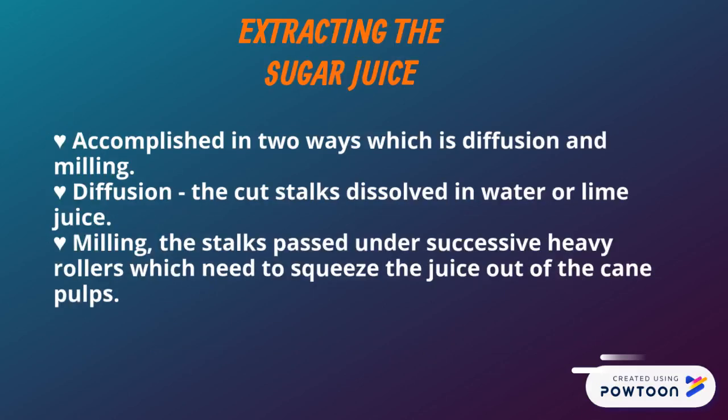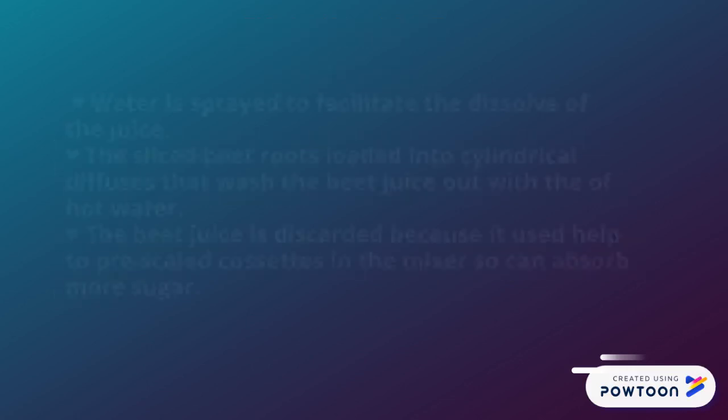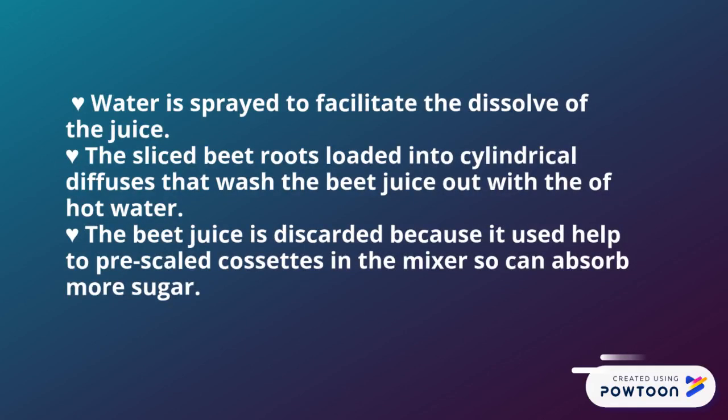Extracting the sugar is accomplished in two ways, which are diffusion and milling. Diffusion is when the cut stalks are dissolved in water. For milling, the stalks are passed under successive heavy rollers which squeeze the juice out. Then water is sprayed to dissolve the juice. Sliced beet goes into cylindrical diffusers that wash the beet juice with hot water. The beet juice is discarded because the cassettes in the mixer can absorb more sugar.